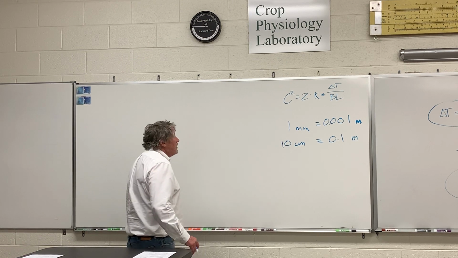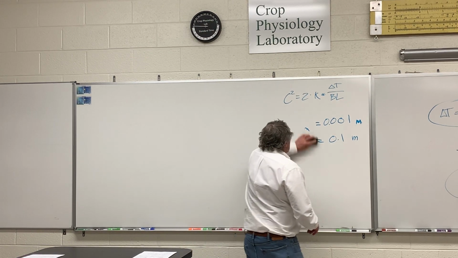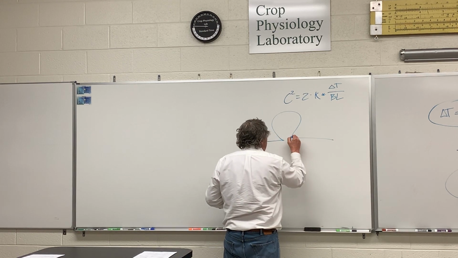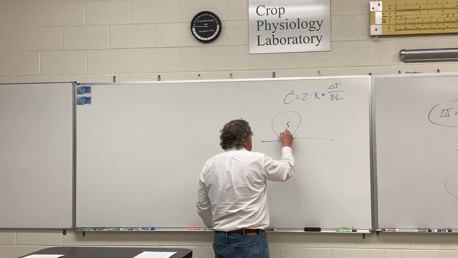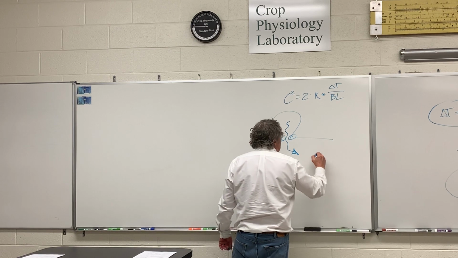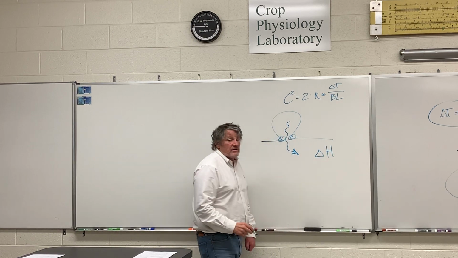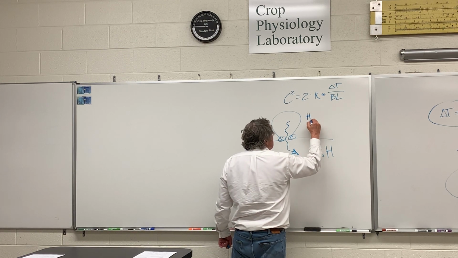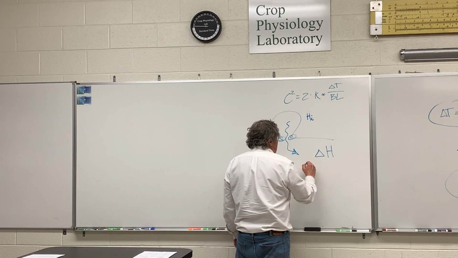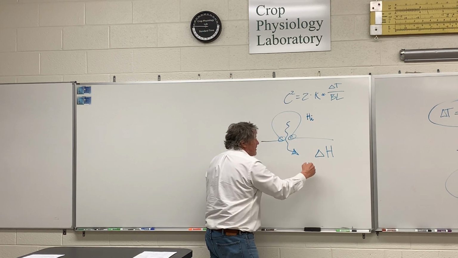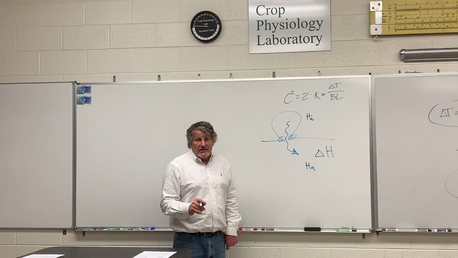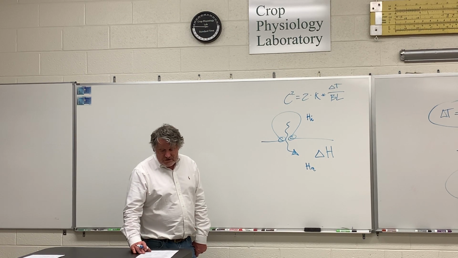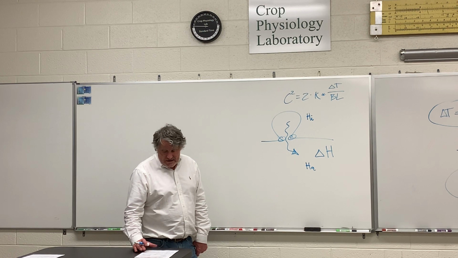And this, let's erase that. Now we're back to our stomate, and the water coming out, and the driving gradient is delta H. So we've got H_I inside the leaf, and then H_A out here in the air, and the difference is the driving gradient in kilopascals. And note that the atmospheric pressure given above is 101.3 kilopascals.